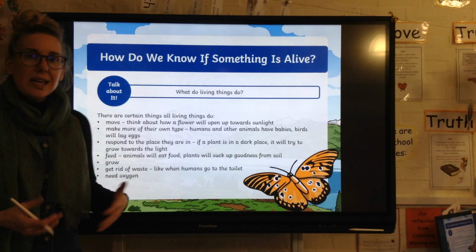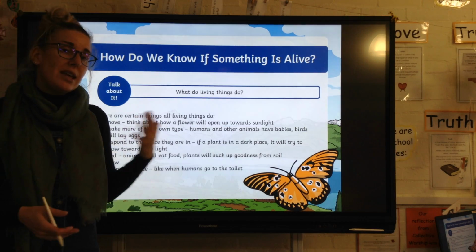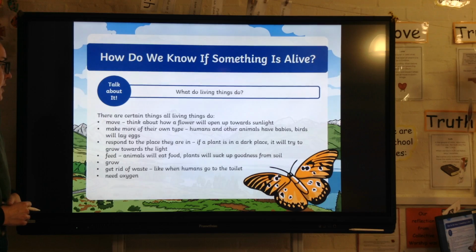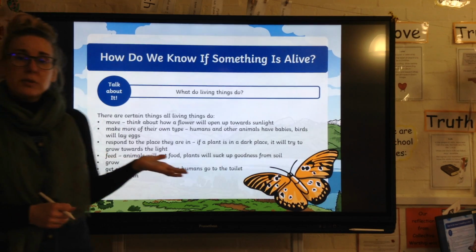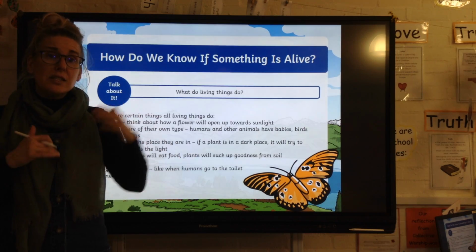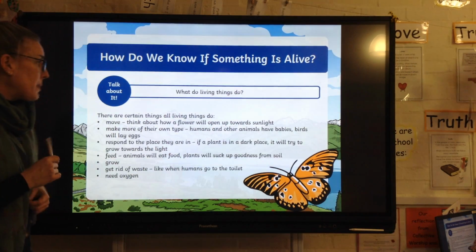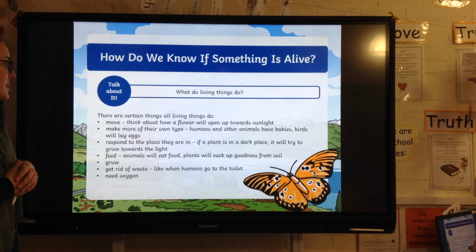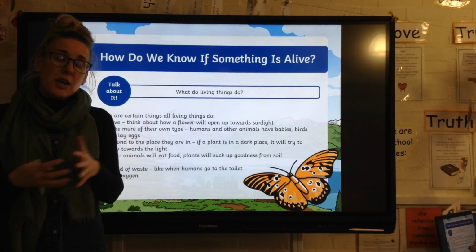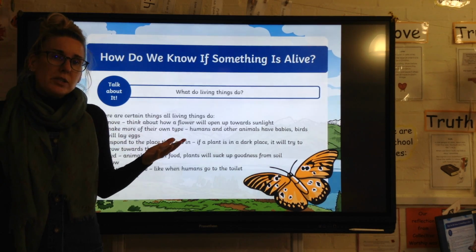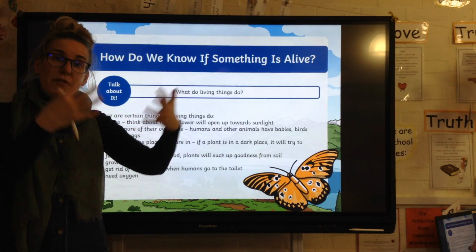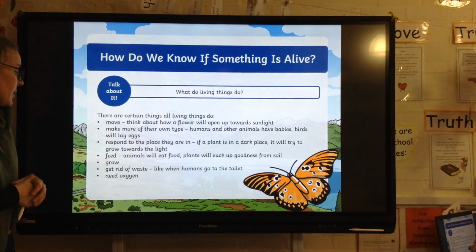All living things can move, and they move in some ways. Even plants, if you watch them over time, they do move. They make more of their own type. That's reproduction that we've been thinking about. So living things will reproduce, they will make babies or make smaller versions of themselves. They respond to the place that they're in. So if a plant is somewhere too hot, it responds, and animals respond by evolving and changing.